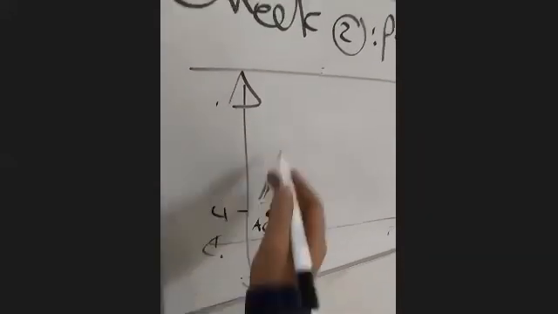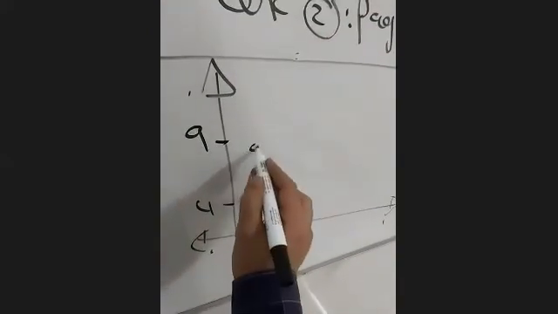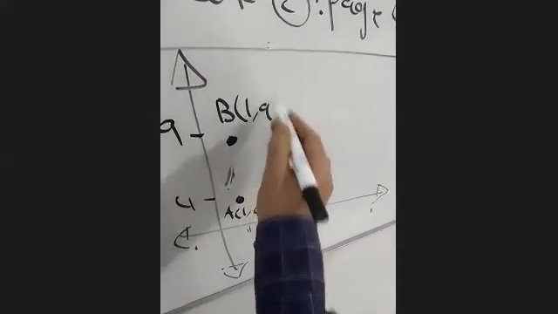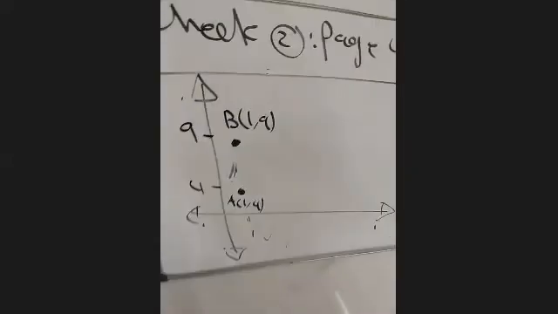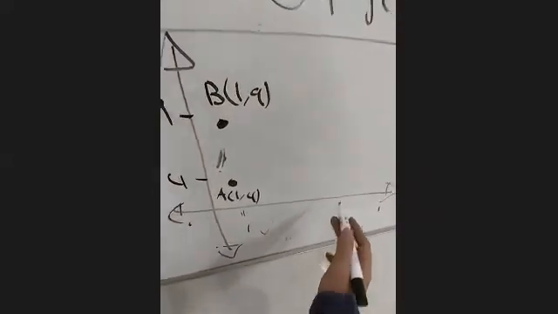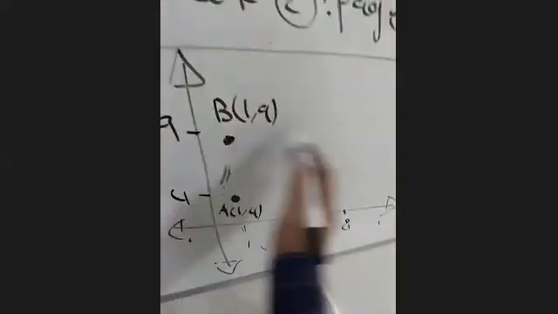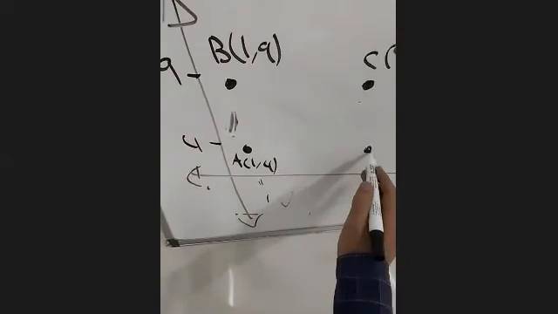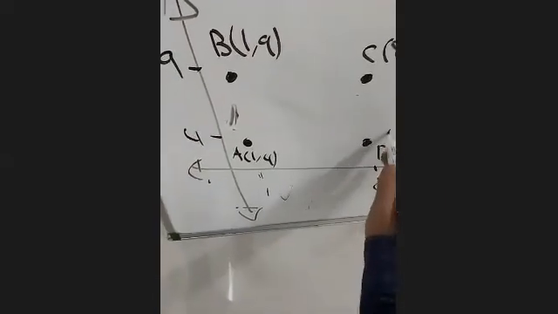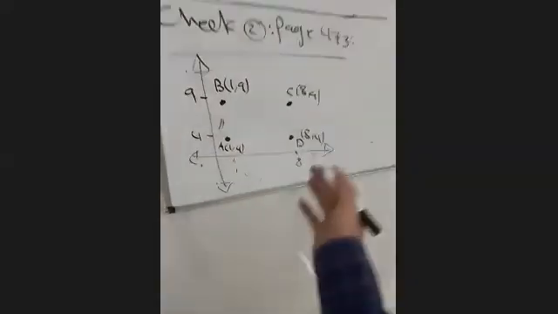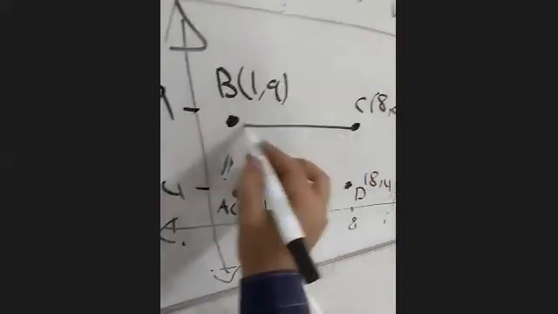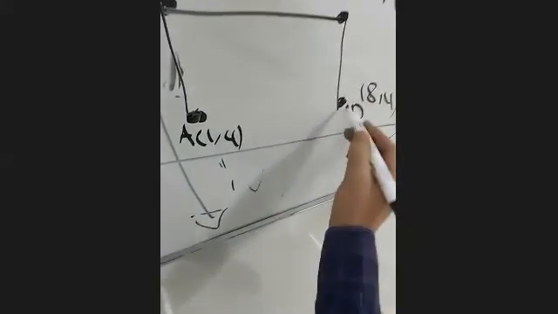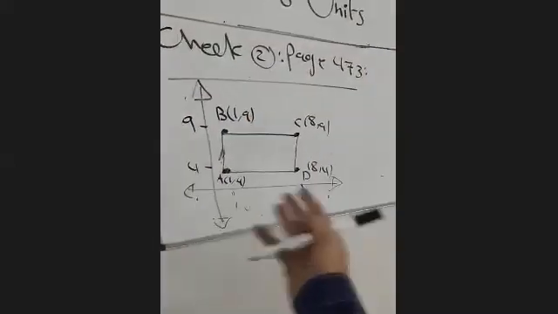The next point we have is B, 1 and 9. Go from 1 to 9. We know how to graph. This is B, 1 and 9. Then C, 8 and 9. This is 8, this is 9, this is C. And then D, 8 and 4. This is D. Now, after we graph the points, guys, you make your sides between them. After we make the sides, we have a rectangle.